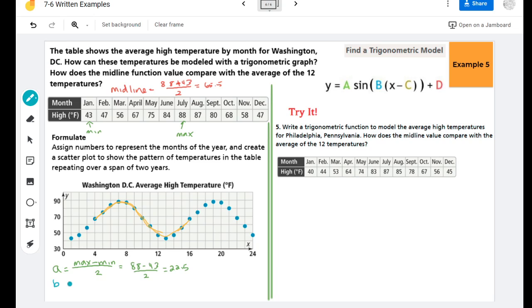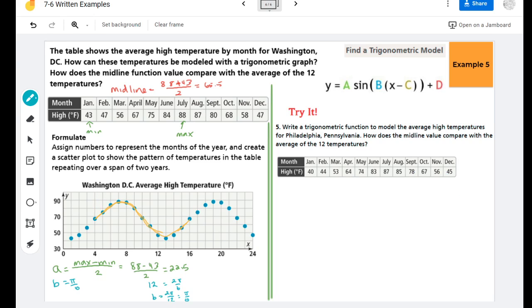Now B is talking about the period. So my period, this thing happened over 12 months, right? Because we had 12 months of data. So remember, the period equals 2 pi divided by B. So since my period is 12, I could solve for B now. Okay? So I just flip my 12 and my B, so my B equals 2 pi divided by 12. And if I reduce that fraction, you get pi over 6. So that's my B value, which is ugly, but okay.